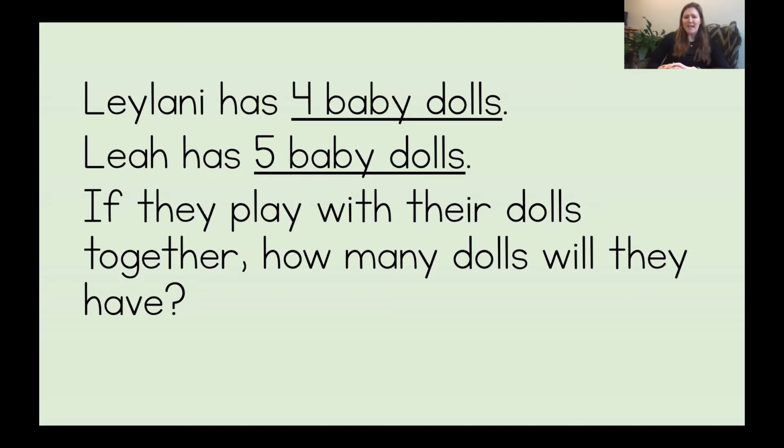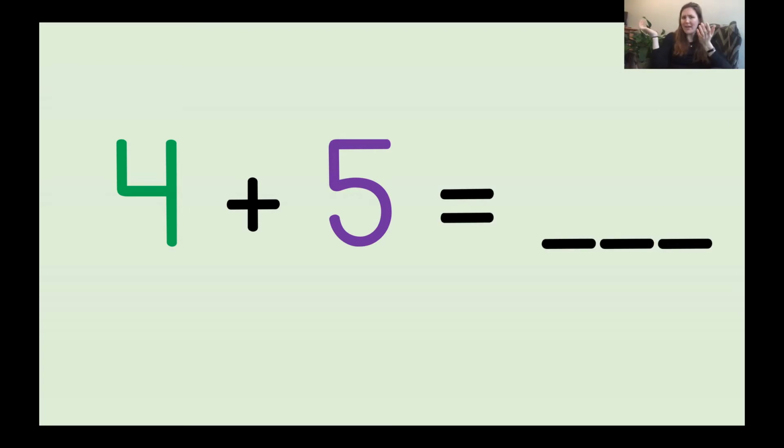This problem is asking us if they play with their dolls together. So if Leilani plays with her 4 baby dolls with Leah's 5 baby dolls, if they add them together, how many will they have? So we are going to take Leilani's 4 baby dolls and add them plus, so 4 plus 5, those are 5 baby dolls that are Leah's, equals how many altogether? What is 4 plus 5 equal?